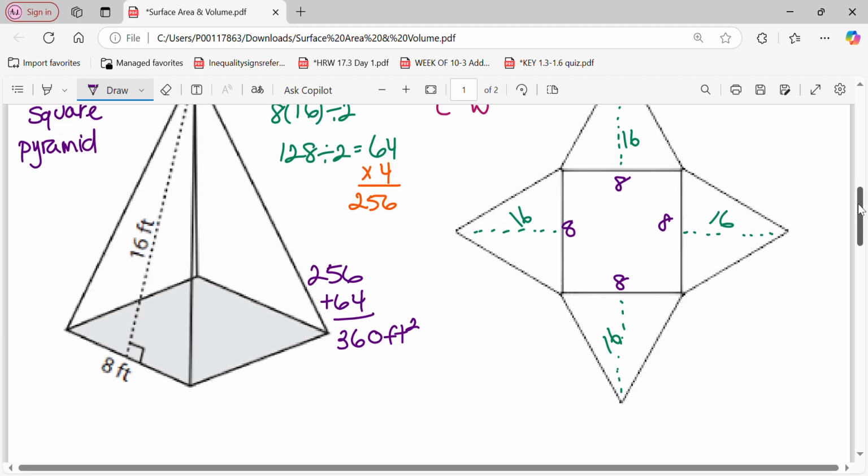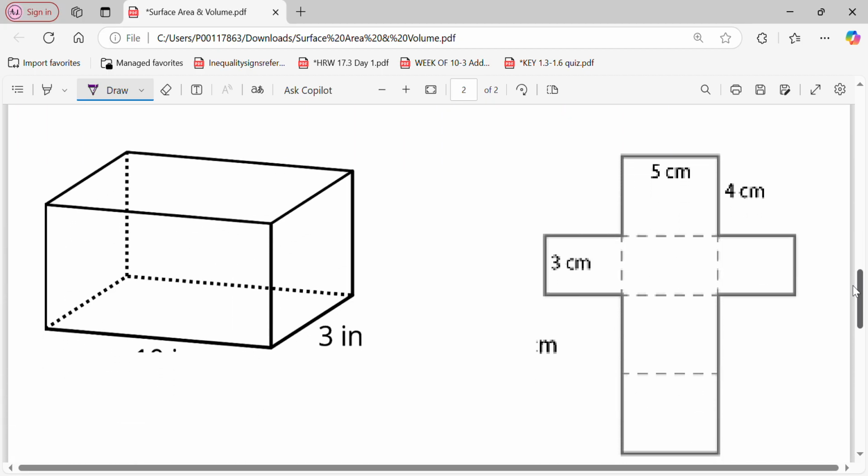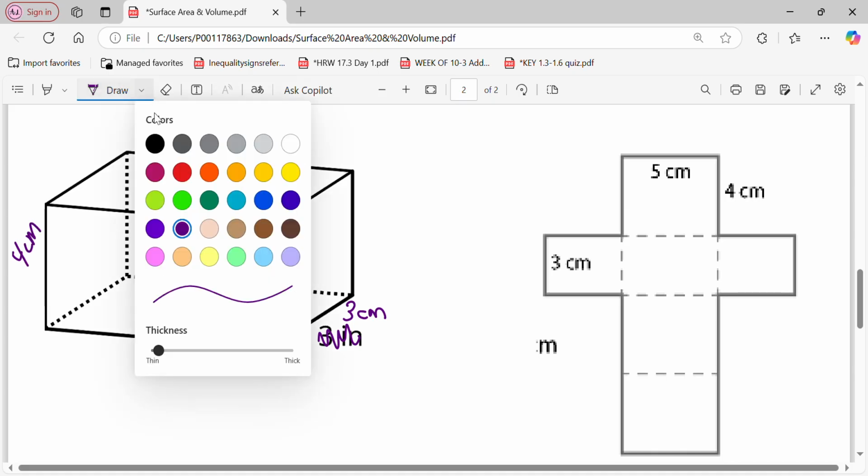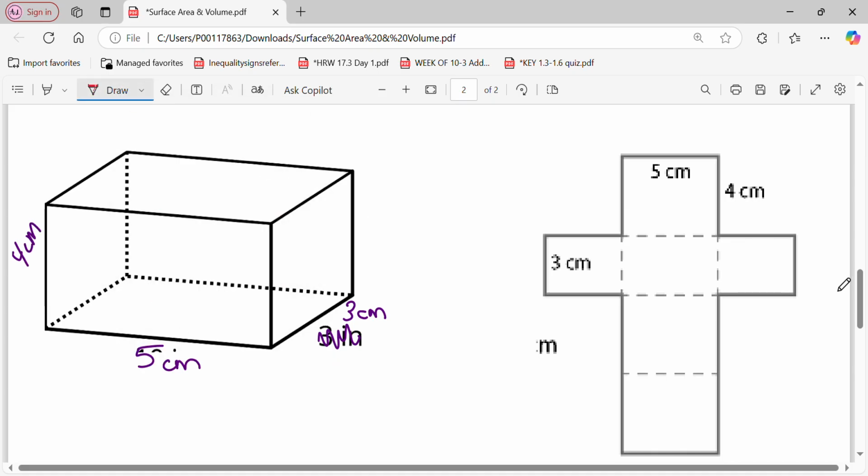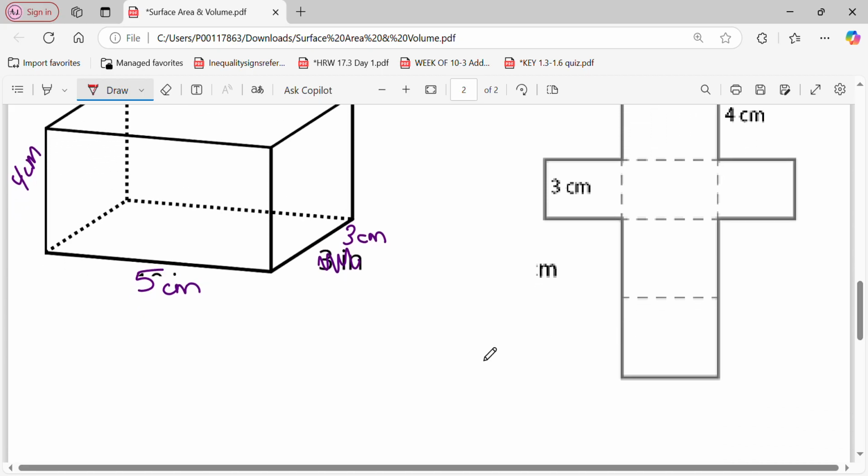Now we're going to find the surface area of your rectangular prism. My rectangular prism, this is my box, and this is an unfolded box. So my length is 5 centimeters. My width is 3 centimeters. And my height is 4 centimeters. It doesn't matter what we label what because we're going to be using all of them some way using multiplication.